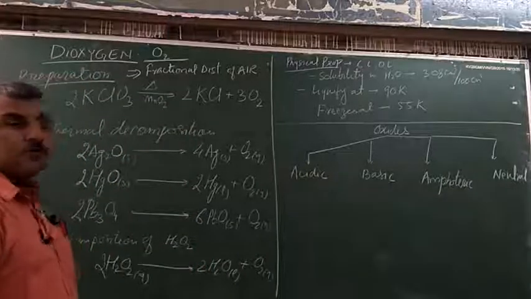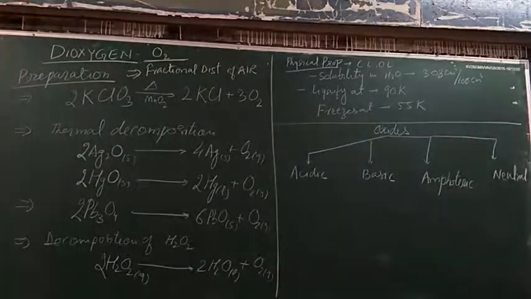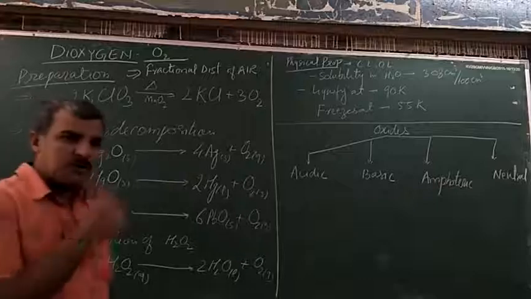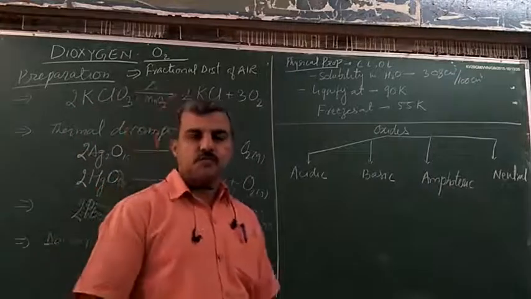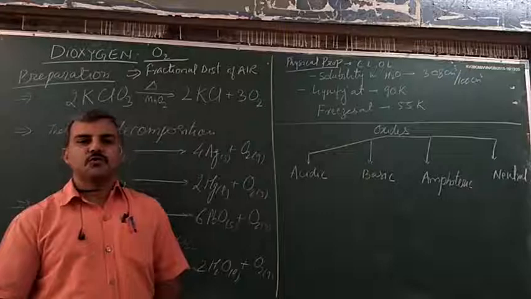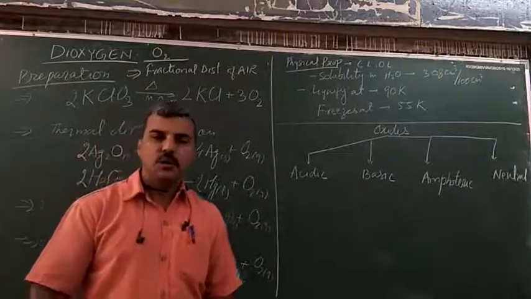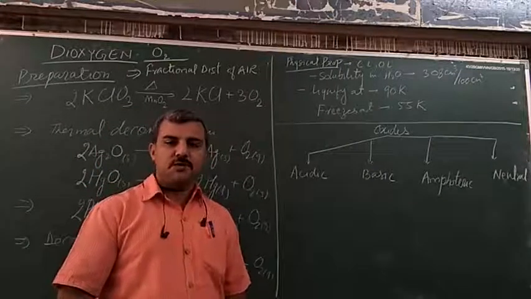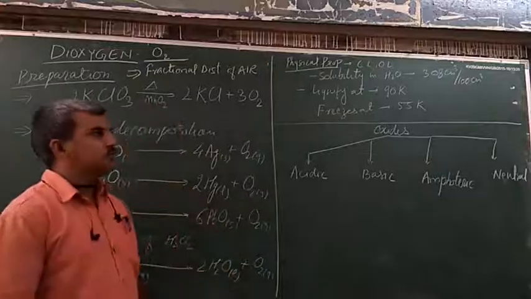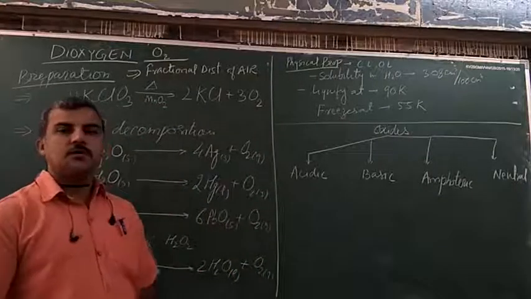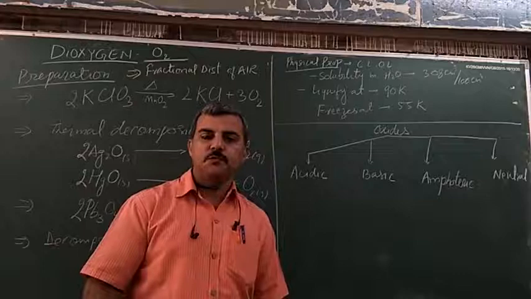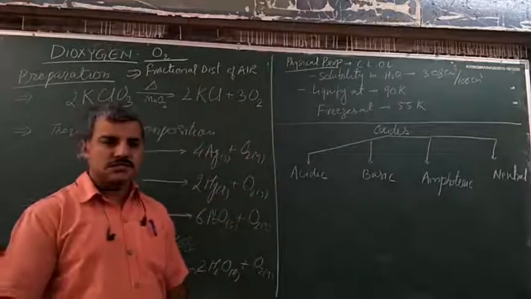Today we will discuss dioxygen. We all know very well oxygen is very important for us. We can't even survive without oxygen. But how is oxygen prepared? Already we know the main source, the main process of preparation of oxygen, that is photosynthesis.